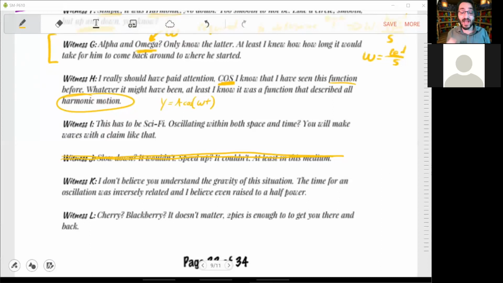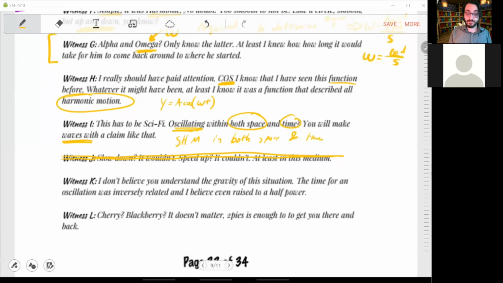This has to be sci-fi. Oscillating within both space and time, you will make waves with that claim. This is specifically for Rahel. A thing that oscillates in both space and time, something that is simple harmonic motion in both space and time, what is that? That's a wave.